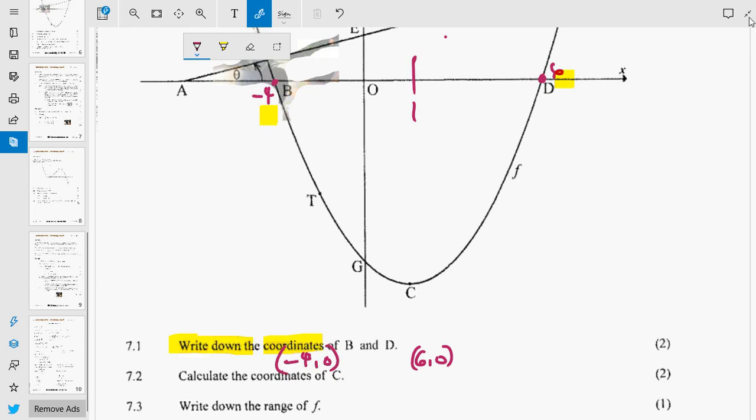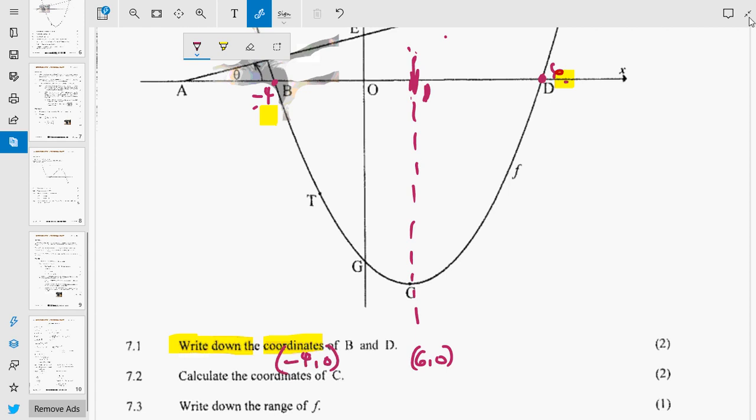Okay, now C is the turning point. Now remember, that we have got here the axis of symmetry. This is the axis of symmetry. This point here is actually halfway between -4 and 6. So if you say -4 plus 6 divided by 2, you're going to get the x value of 1, which means this symmetry is at x is equal to 1.